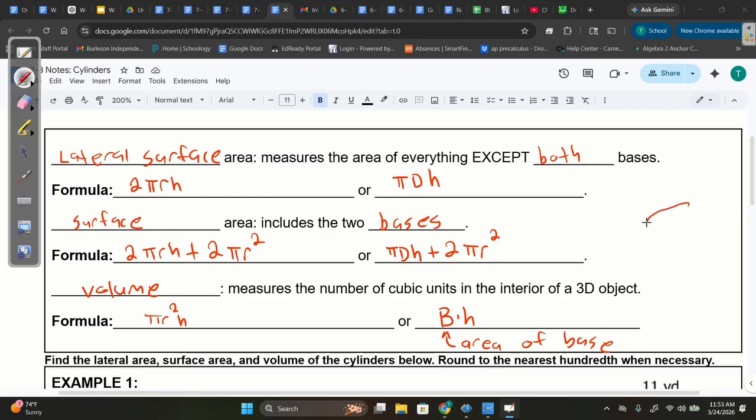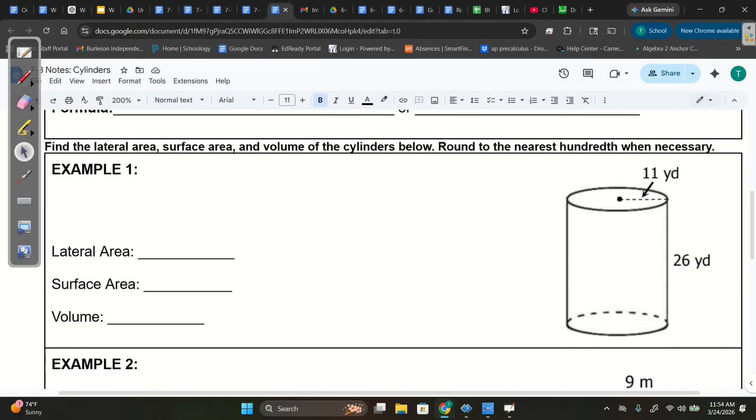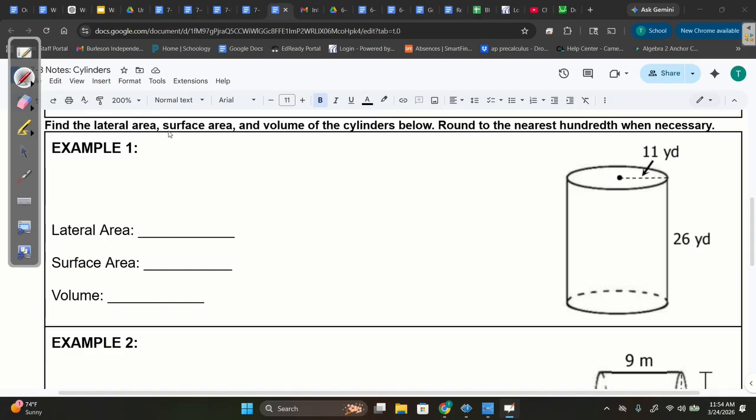Anytime you see a big B, it refers to the area of the base. In this case, because I have a cylinder, my base is a circle. And so the area of the base would be pi r squared. With that in mind, let's try example number 1. So, example number 1. My lateral area is 2 pi RH. Well, I've been given the radius and the height. All I got to do is plug it in. 2 pi times the radius times the height.